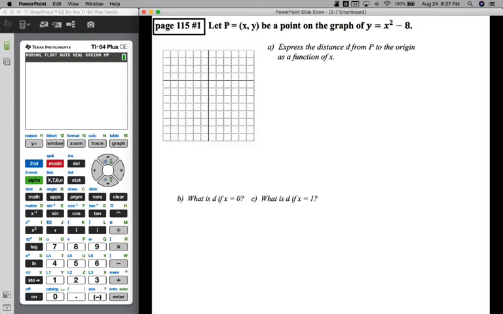So here's the problem. Number 1, top of page 16, we've got this point x, y, and it's on the graph of x squared minus 8. It's another parabola. We've got a point on that parabola. And here's the question. We want to find an equation that expresses the distance from any point on that parabola back to the origin. And we want that equation only in terms of x. So that's our goal. So let's sketch it, see what happens.